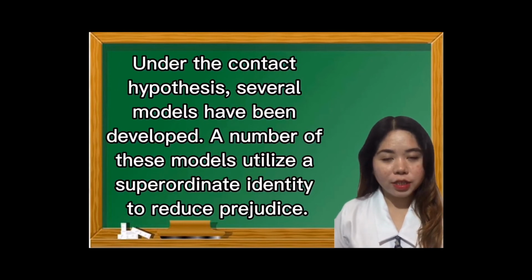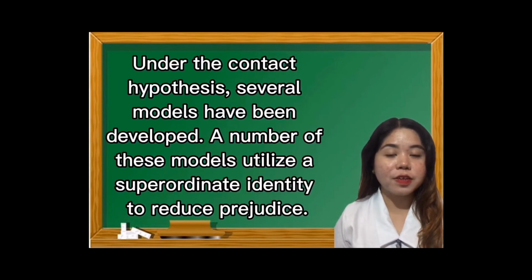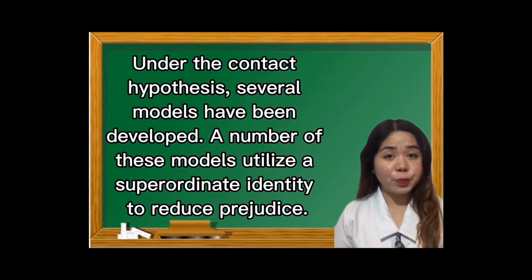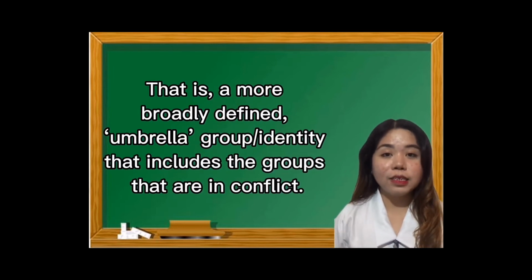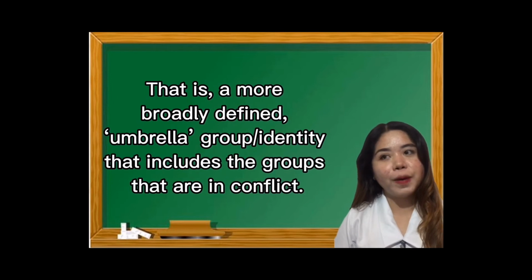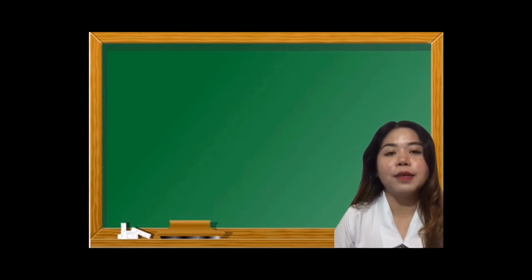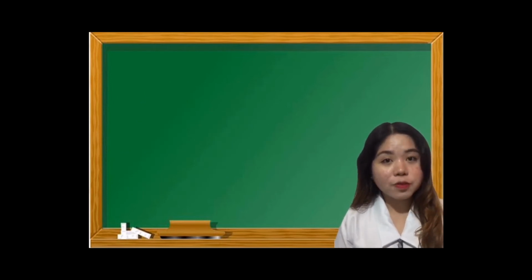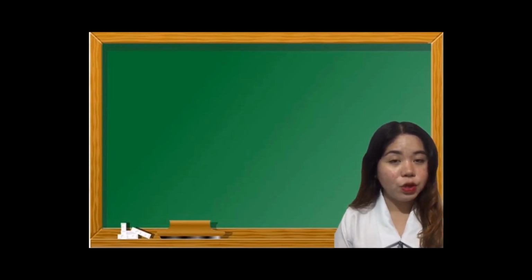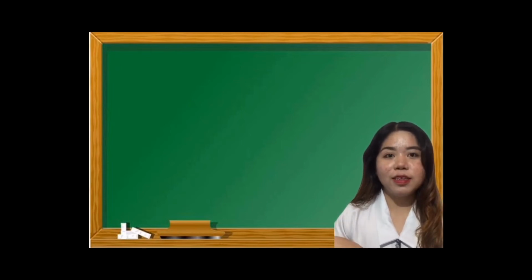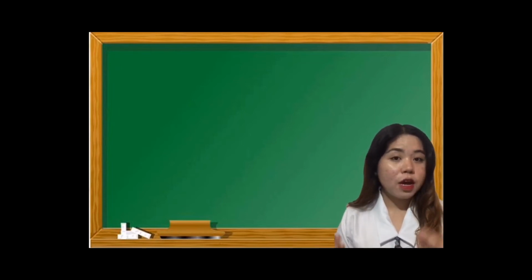Under the contact hypothesis, several models have been developed. A number of these models utilize a superordinate identity to reduce prejudice. That is a more broadly defined umbrella group identity that includes the groups that are in conflict. So by emphasizing this superordinate identity, individuals in both subgroups can share a common social identity. For example, if there is conflict between white, Black, and Latino students in high school, one might try to emphasize the high school group identity that students share to reduce conflict between the groups.